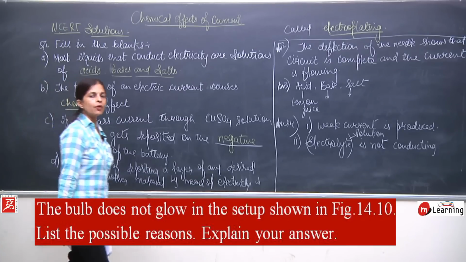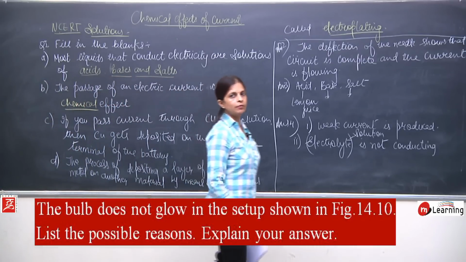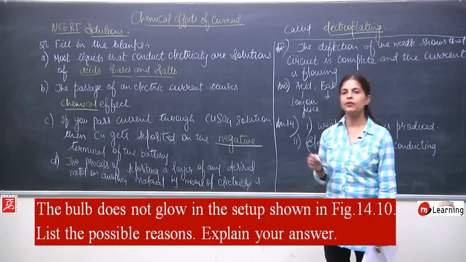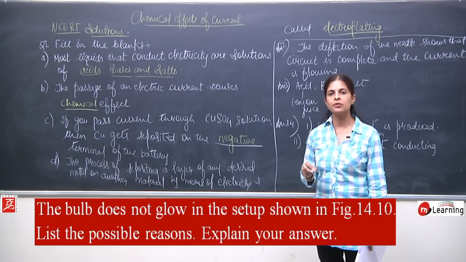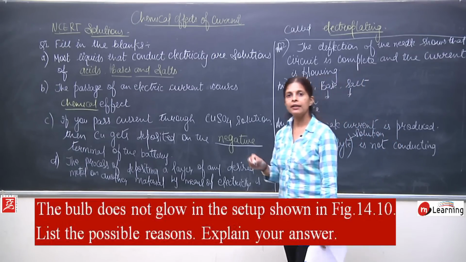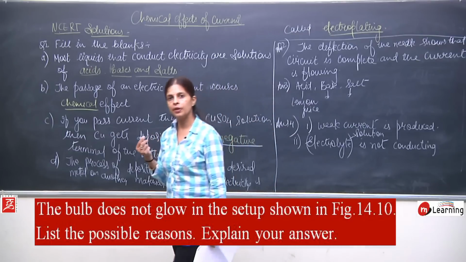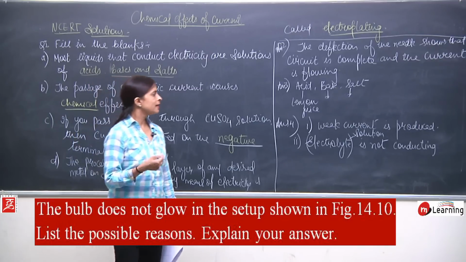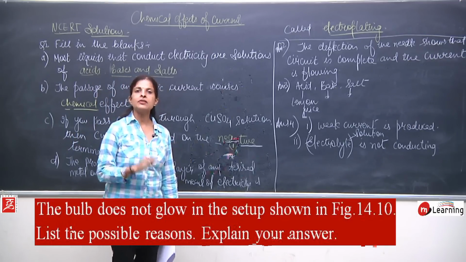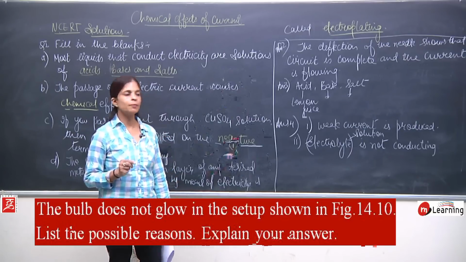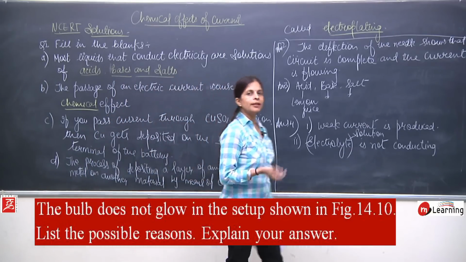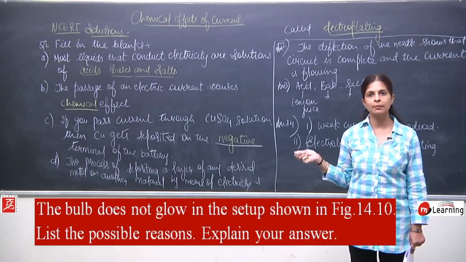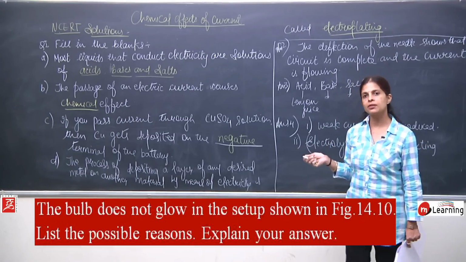See, the question was that if a circuit is set up, why is the bulb not glowing in this circuit? The first reason can be that the current is produced, but that current is very weak, and this weak current is not enough to light a bulb. And in the second case, it is quite possible that the current is not produced at all. Why and how is current not produced? Because the solution is not conducting. Yes, so these two can be the reasons why the bulb is not glowing.